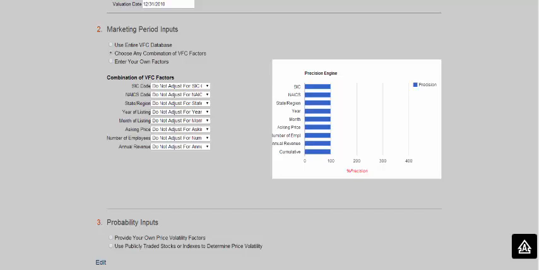This screen allows users to select one or more subsets of data to craft a marketing period that is more representative of the valuation subject than the entire population of private sale transactions reported by BizComps might be. In the right half of the screen, you see something we call the precision engine. This feature allows users to quickly see the effects on probability distribution of their choices of different subsets. Note that the population and each subset will always have an initial precision value of 100.